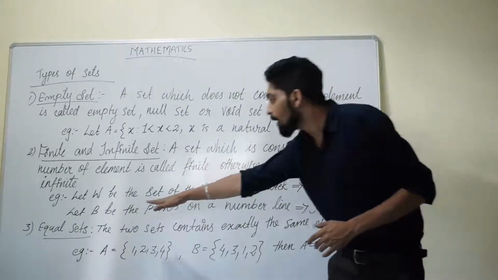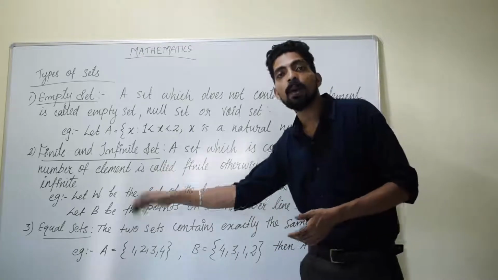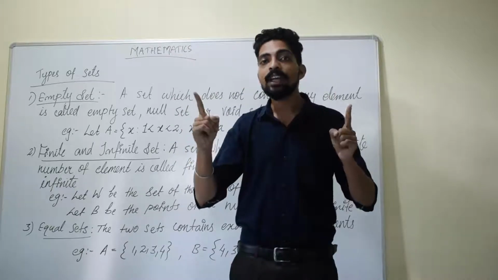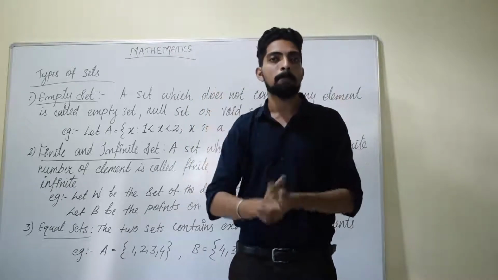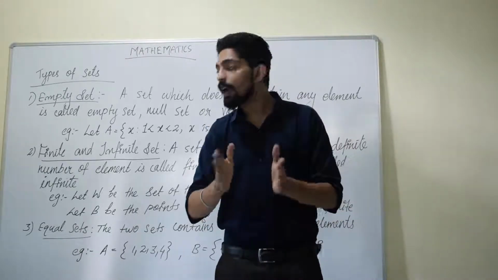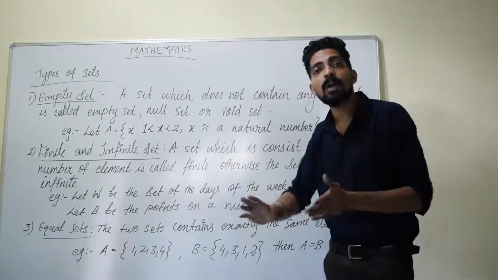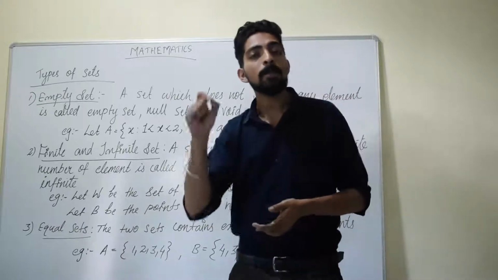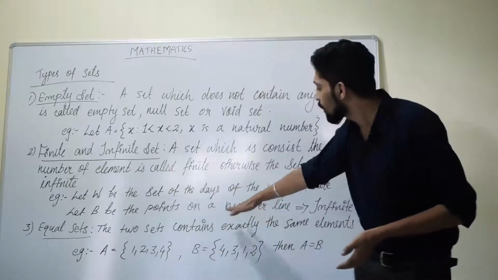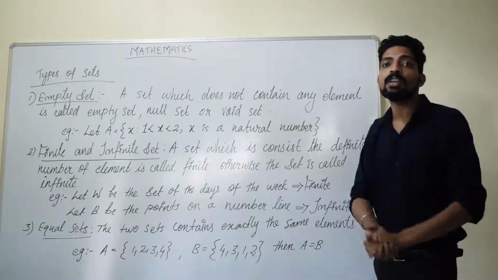In the same way, let B be the set of points on a number line. On a number line, between 1 and 2 we can mark millions, even billions of points. It will not finish; we cannot finish marking them. We can always mark more points on the number line. That set is called an infinite set.